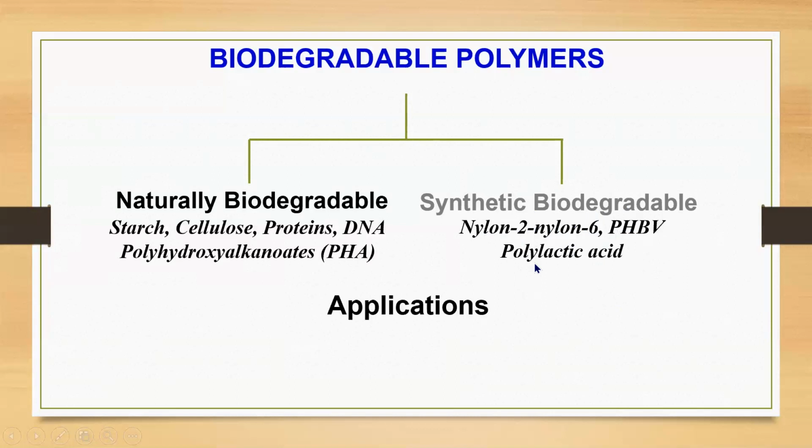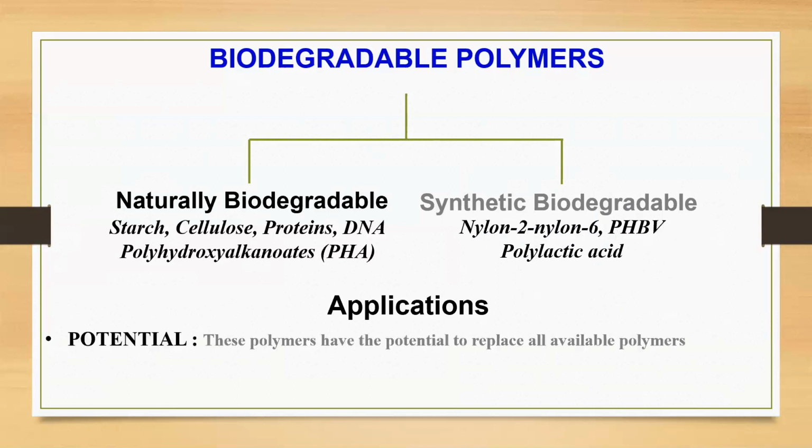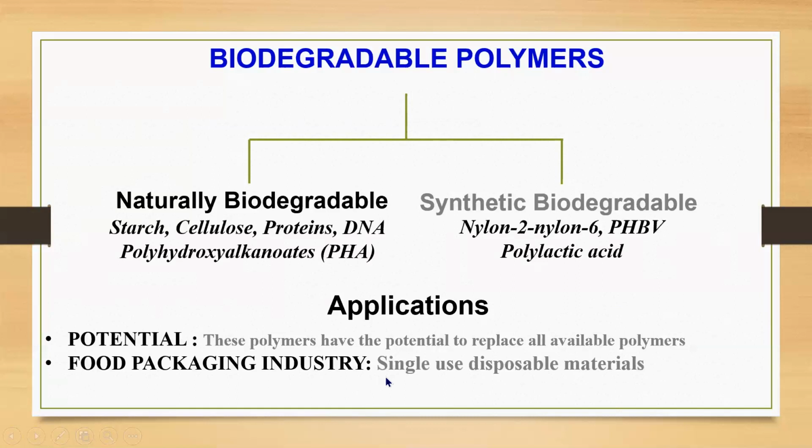Now, how are they going to help us? Application wise, if I say biodegradable polymers, I don't need to tell you that they have applications. In fact, they have the potential to replace all available polymers on this earth and keep our environment clean. And the second application is the food packaging industry. If we make single-use disposable materials like disposable glasses and disposable plates out of synthetic biodegradable polymers, they will degrade themselves automatically. So this is another application of this.